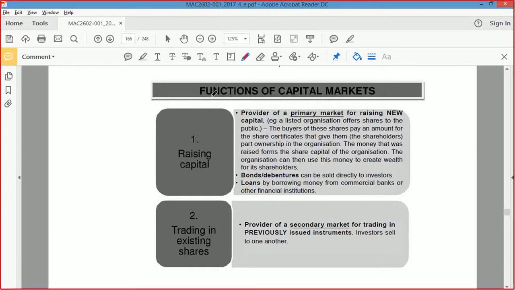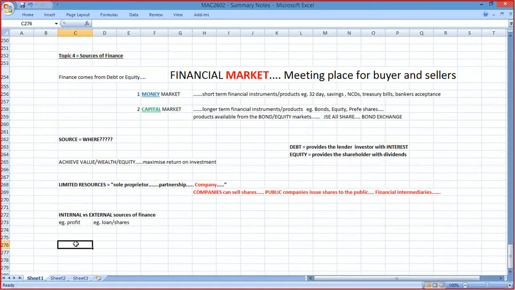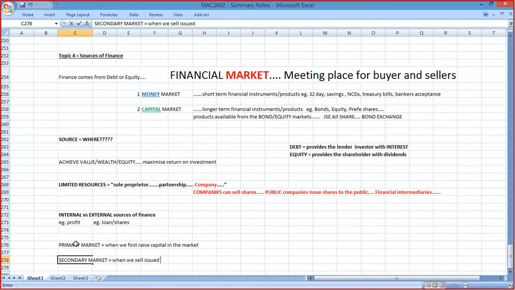Right, then they talk about background regarding the different markets. Remember, if I'm looking at the capital market, you're looking at the primary or the secondary. Primary is when I first raise capital. So primary markets are when we first raise capital in the market. Secondary market is when we sell issued securities.